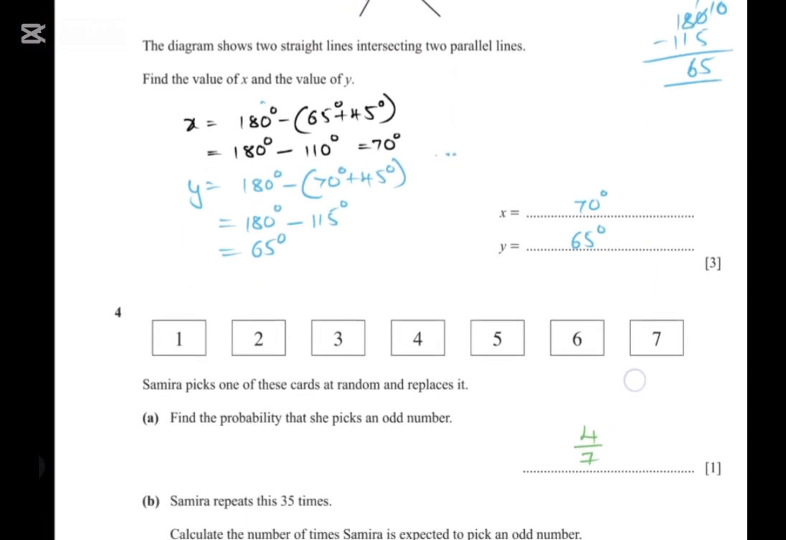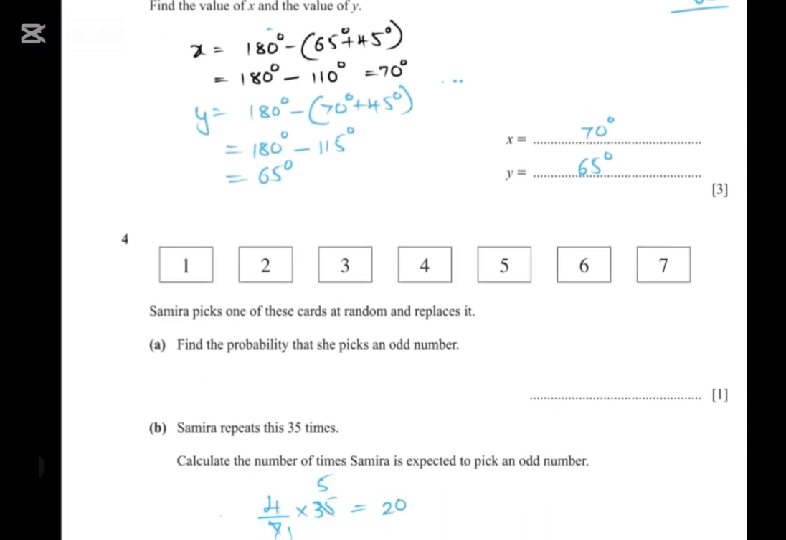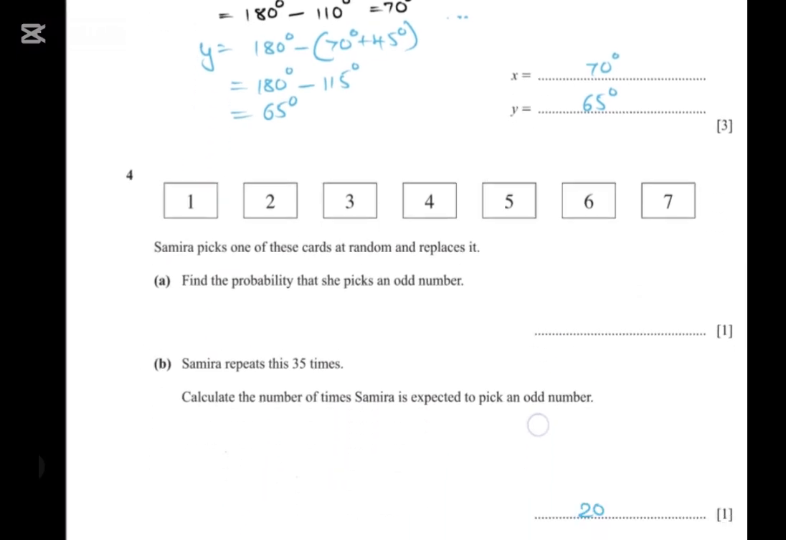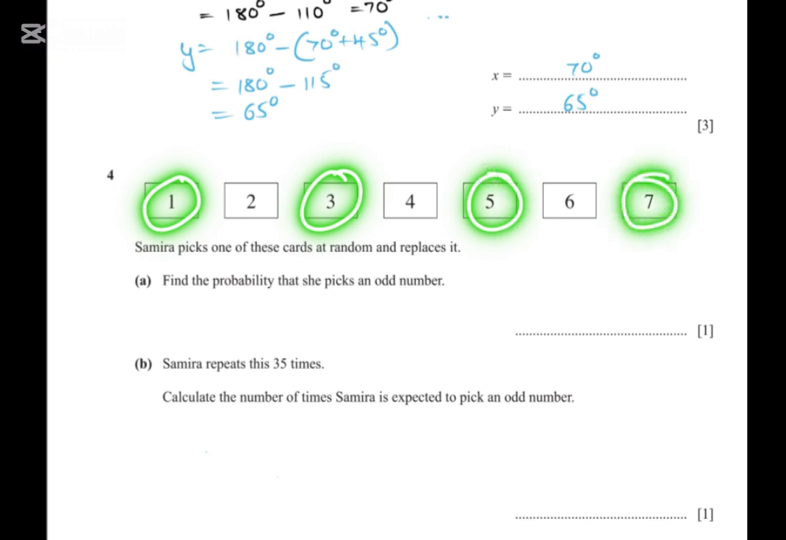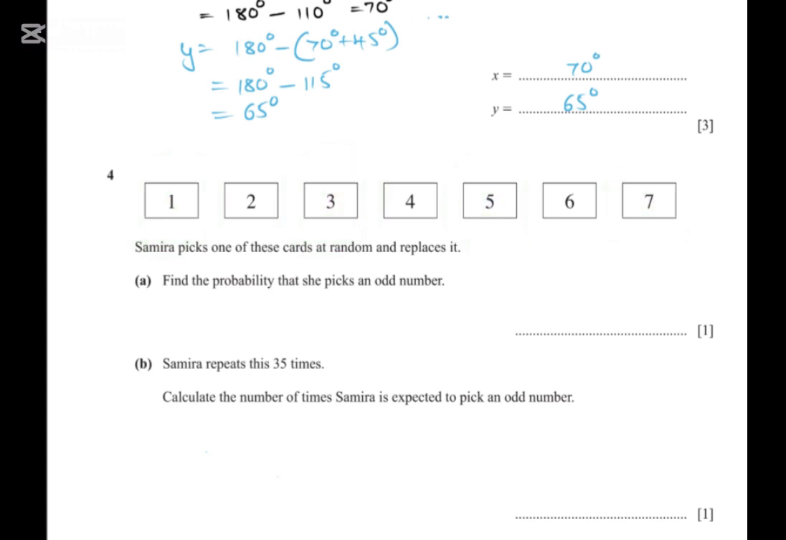Question 4, there are cards given here, 7 cards with numbers 1 to 7. Samira picks one of these cards at random and replaces it. Find the probability that she picks an odd number. What are the odd numbers? 1, 3, 5 and 7. 4 odd numbers out of 7. So the answer is 4 by 7.